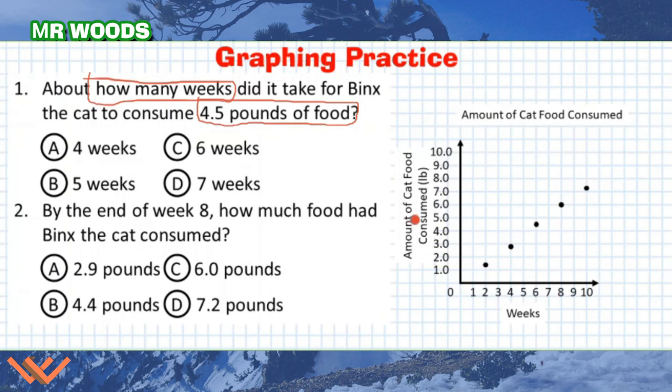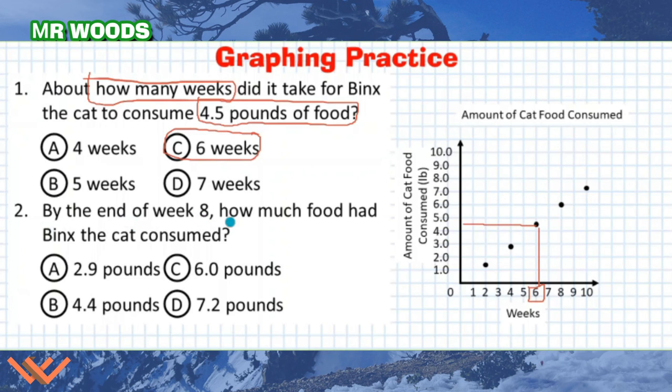We look over here, it says the amount of cat food consumed in pounds. So this is where we find that 4.5, and that's our known. We have that known, and we can find that. So 4.5 is between 4 and 5. So I'm going to draw a line right out here. And then if we draw a line down, it's going to tell us that the answer is 6 weeks right there. Look at that. So I can go over here and say 6 weeks because I found it looking at the data.